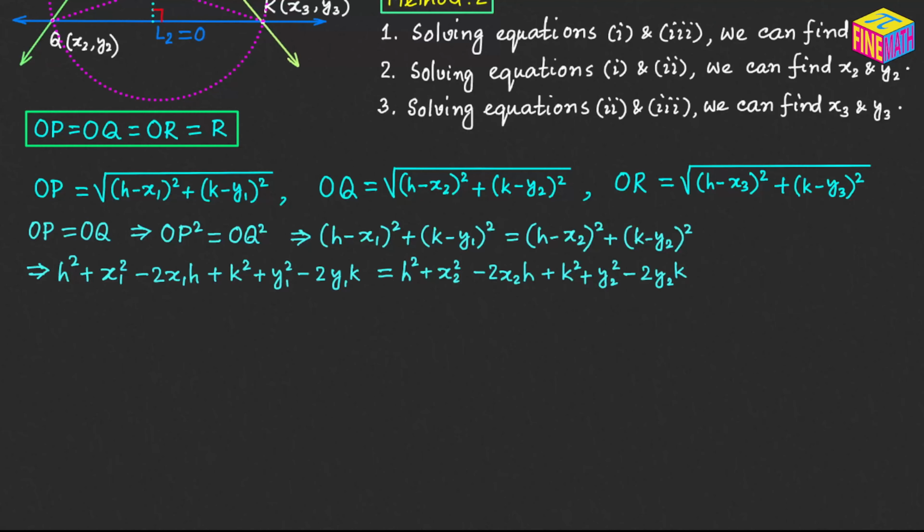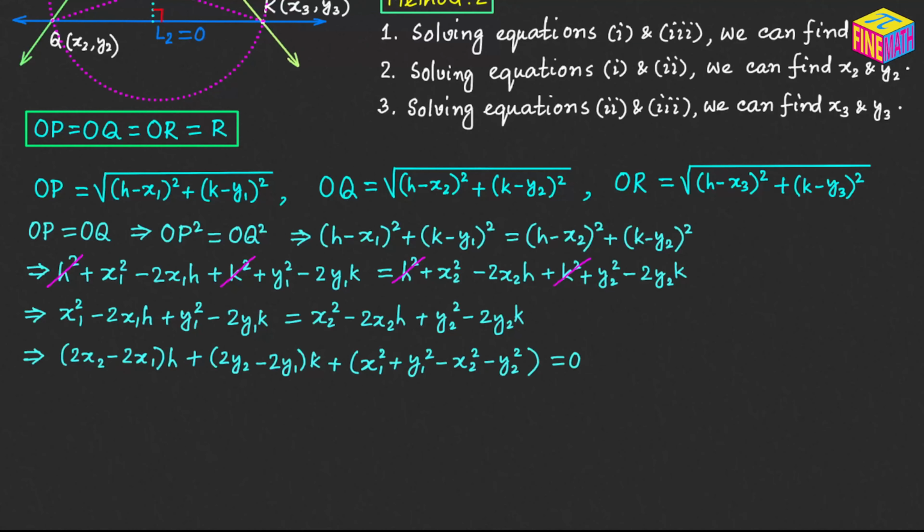And here you see we have some equal quantities on both sides of the equal sign, so they will cancel out each other, and we are going to be left with something like this. And then I'm going to bring everything to the left hand side. Then our equation can be written like this.